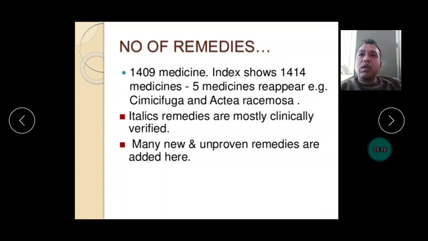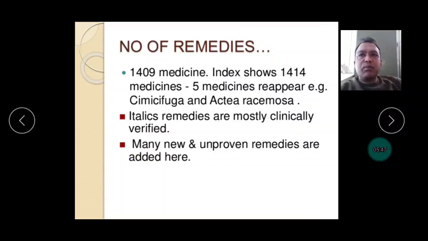Now, the total number of remedies shown in this particular repertory is 1409. The medicines index shows 1414 medicines. 5 medicines reappear, for example Cimicifuga and Actaea racemosa, which are one and the same, and other remedies such as acid nitricum or nitric acid. So these are some of the remedies which can be repeated or reappear in the repertory.